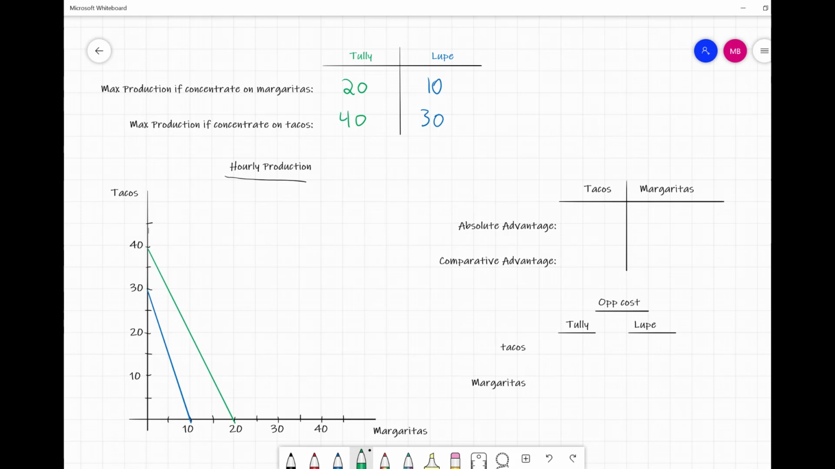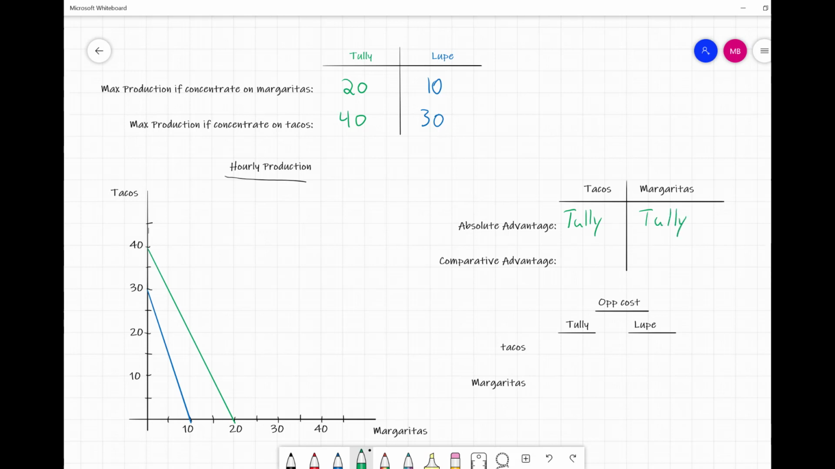So you might have been able to figure it out just by looking up at the question. But let's now talk about absolute advantage and which individual has the absolute advantage in which good. Tully's just saying hello there, and he's announcing that he has the absolute advantage in both goods. And that's because with the same amount of resources, in this case 1 hour, 60 minutes, Tully can produce more tacos than Lupe, 40 versus 30, as well as more margaritas, 20 versus 10. So Tully has the absolute advantage in both of these goods.